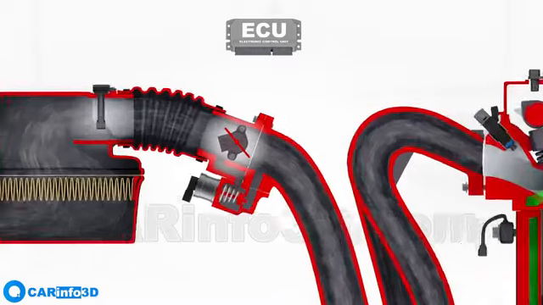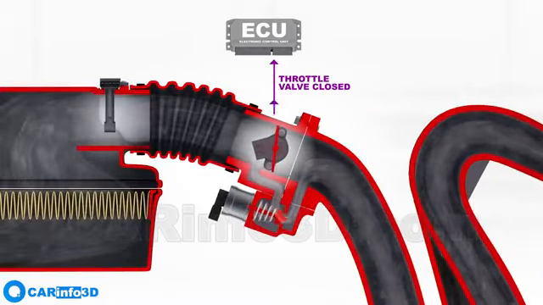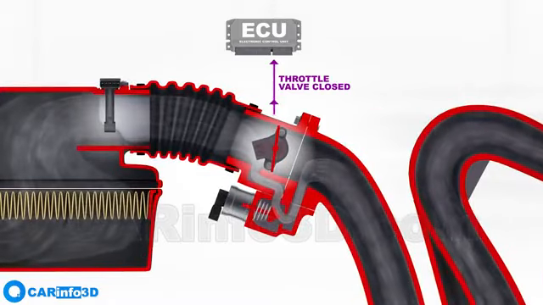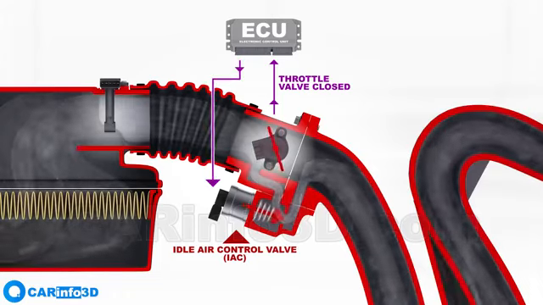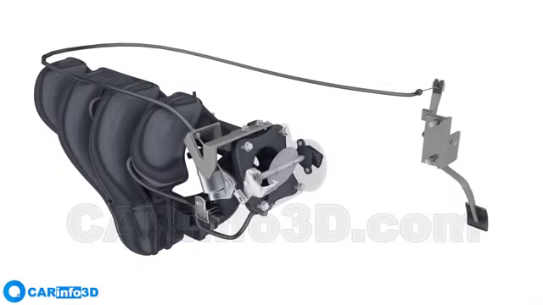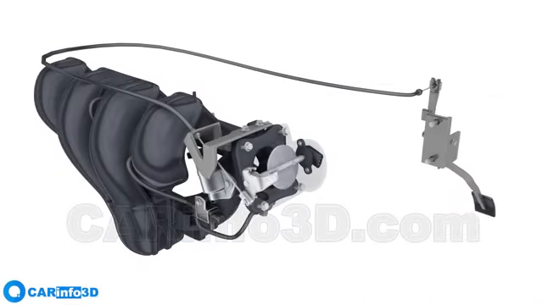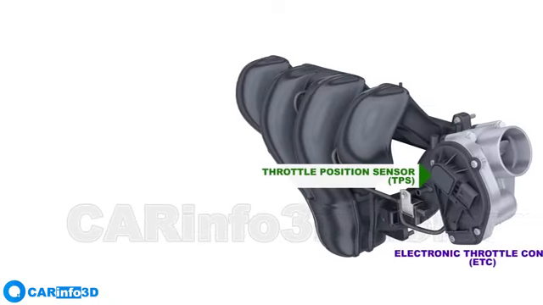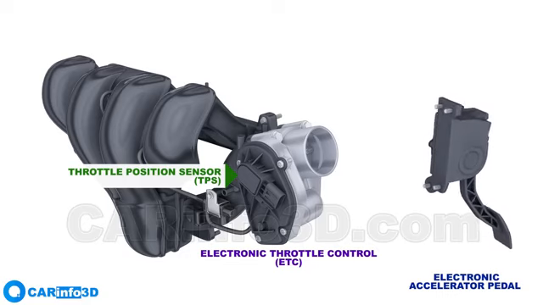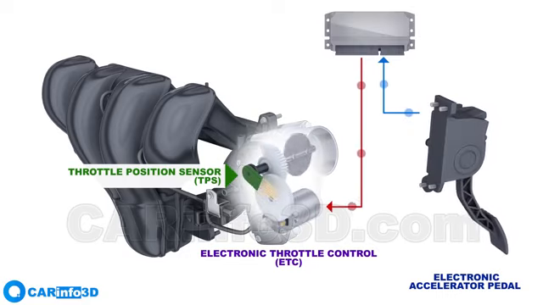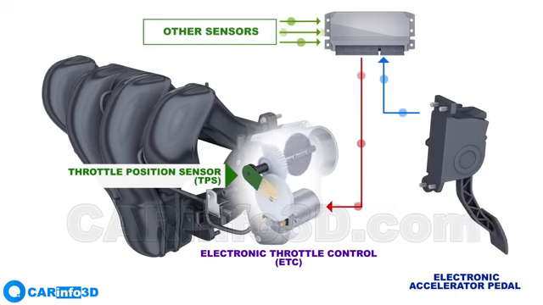If the ECU receives a signal indicating that the throttle valve is closed, air will be provided via the idle air control valve. However, that was an outdated version of the throttle, the cable throttle. Modern vehicles use drive-by-wire throttles, which are operated by an electronic gas pedal via an electronic control unit that uses information from other sensors.